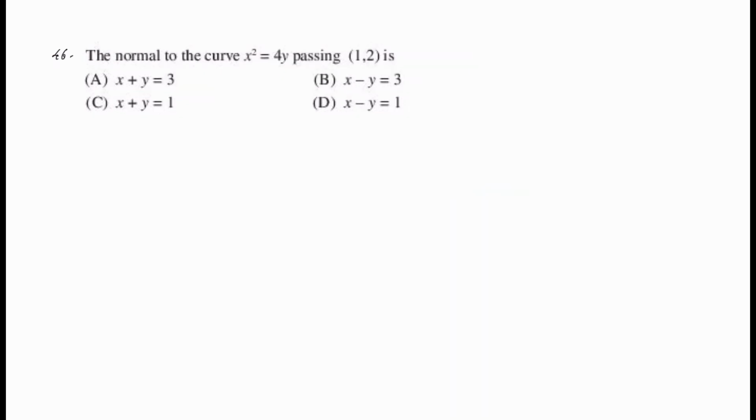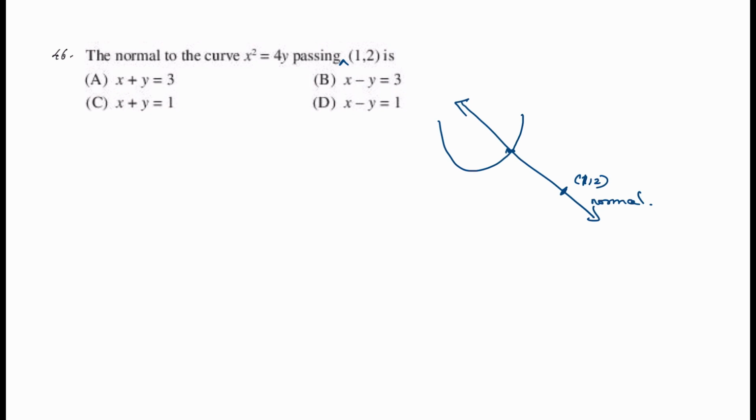Question 46. The normal to the curve x square equal to 4y passing through (1, 2) is. So here the curve equation is given and the normal passes through (1, 2). The normal is not drawn at (1, 2). The normal at some point of this curve passes through (1, 2). Again, this point (1, 2) lies on the normal line. This is the normal. It should satisfy the equation. So we can check which option satisfies. Remember, if more than one option satisfies the point (1, 2), then you have to find the equation of the normal.